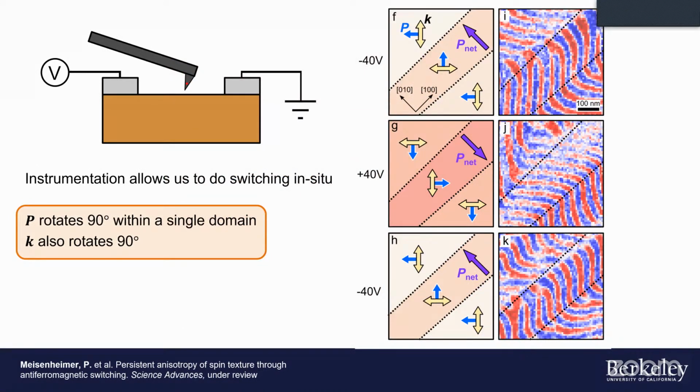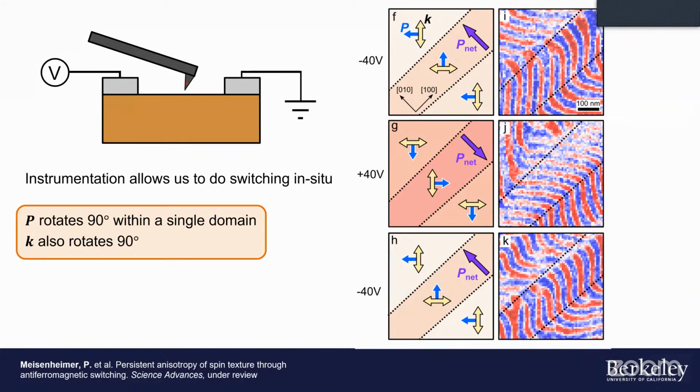Because we can do this in the tool, we can also look at this functionality a little bit more dynamically. We can have our device, and we can also land the scanning probe tip in between the device. So we can apply an electric field and measure the magnetic texture while we're applying an electric field.